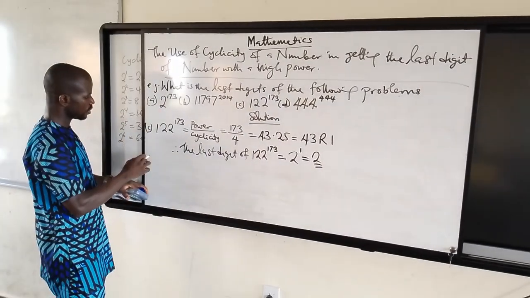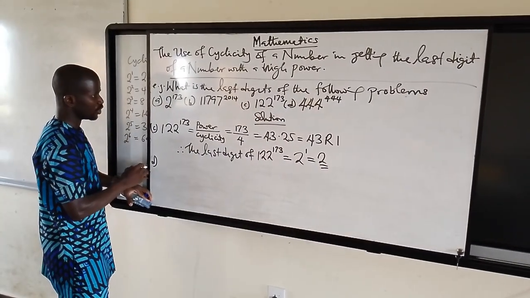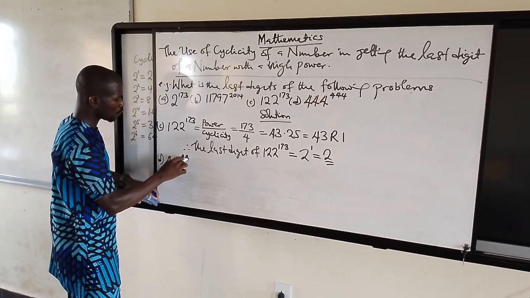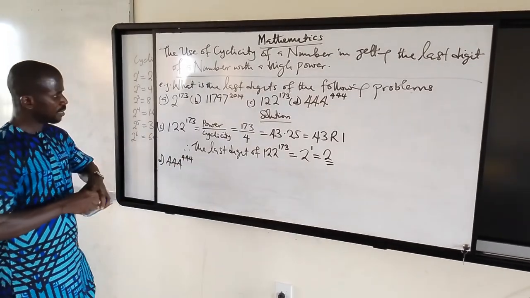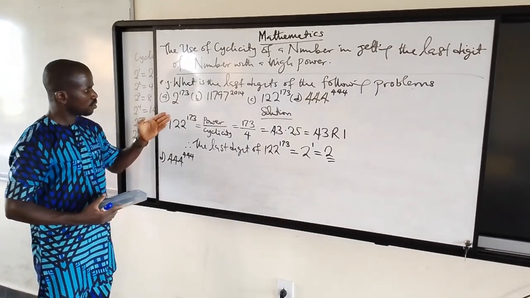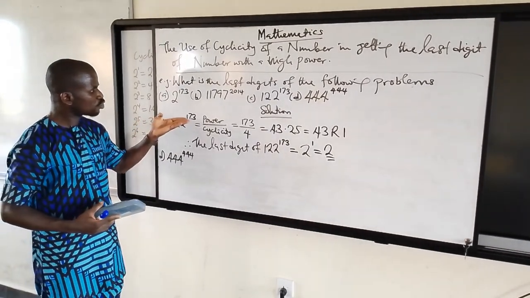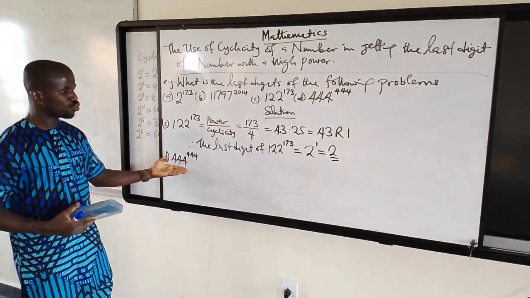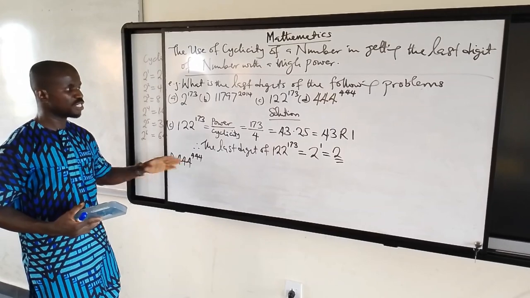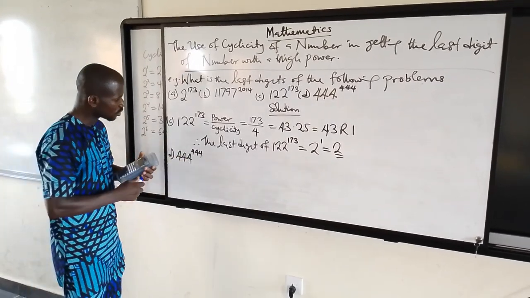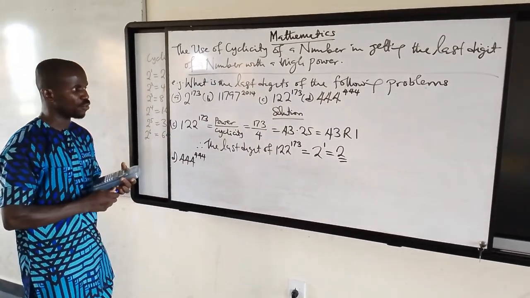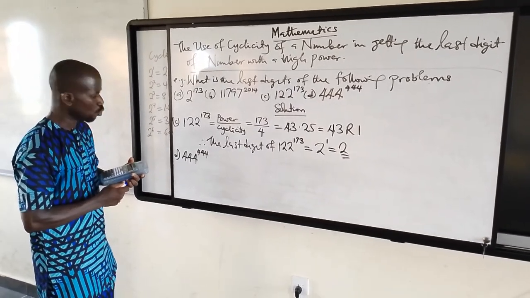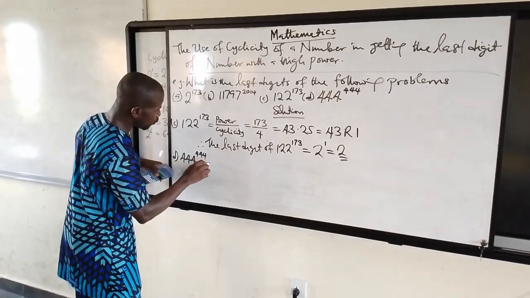Now let us see the very last one, D. I have 444 raised to the power of 444. You see, an intelligent student will ask that I have been solving problems here that have a remainder. In this case, my remainder is going to be 0. So what are we going to do when we get remainder 0? Are we going to stop, or are we going to raise that number to the power of 0? The answer is no. You still follow the same sequence.